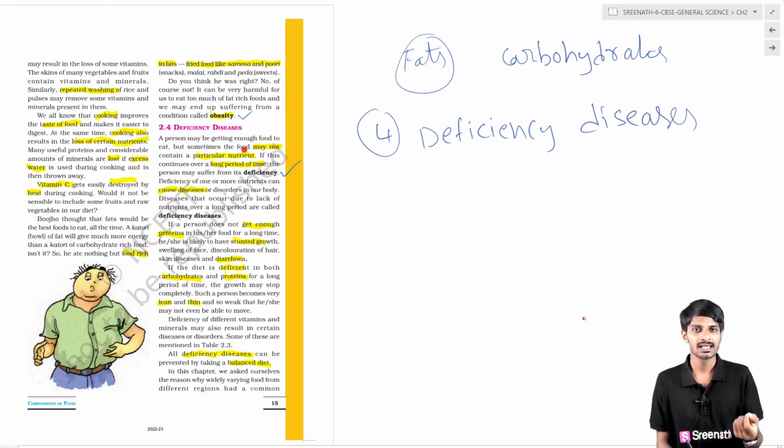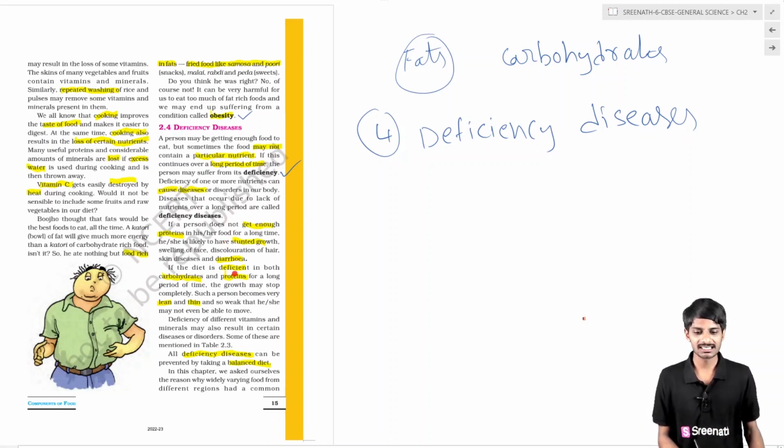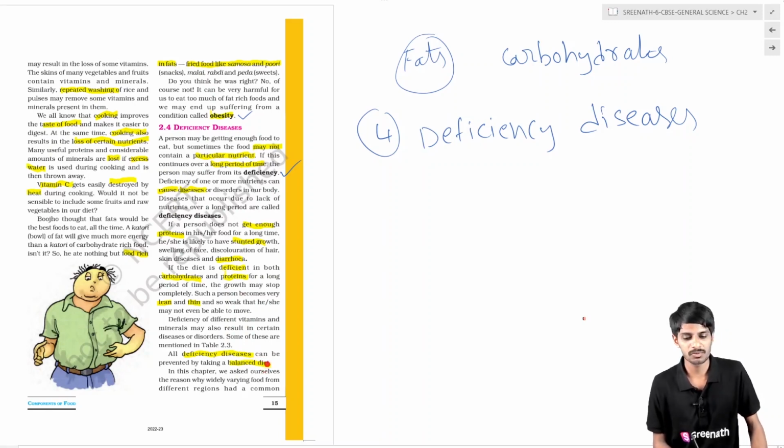If you do not take a particular nutrient for a longer time, then you have a deficiency of that nutrient. Deficiency of that particular nutrient will cause some diseases. Those diseases are called deficiency diseases. Deficiency diseases can be prevented by taking a balanced diet.